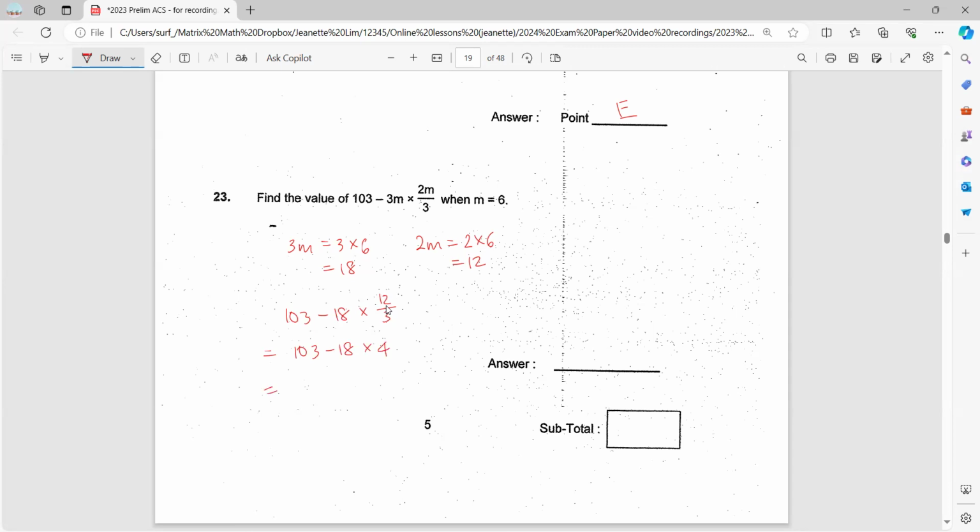Then next you have minus and times. You do the times first, which is 72. And now we minus. So answer 31.